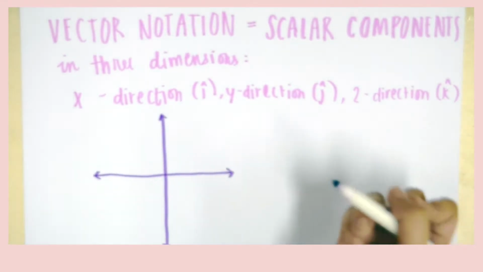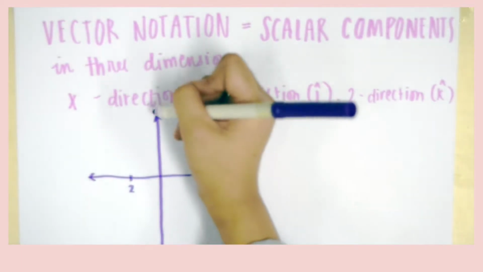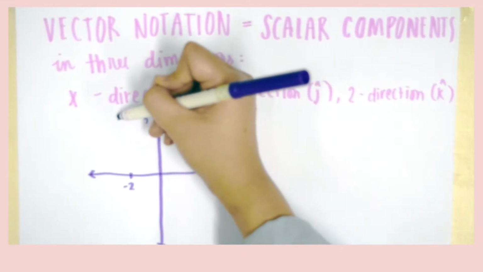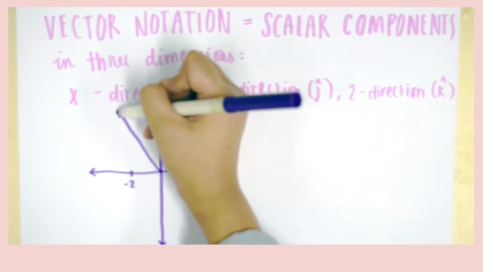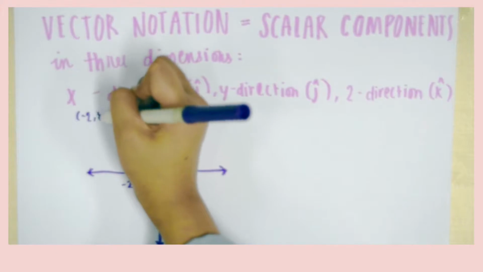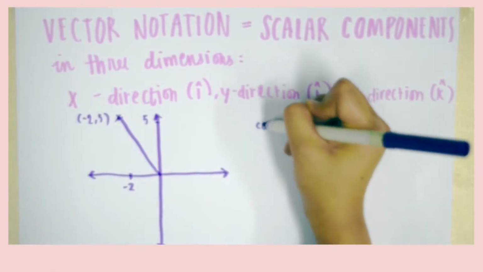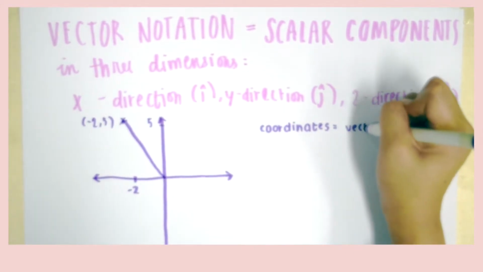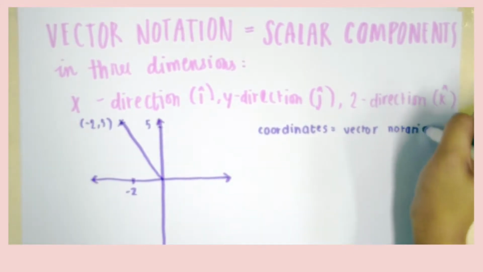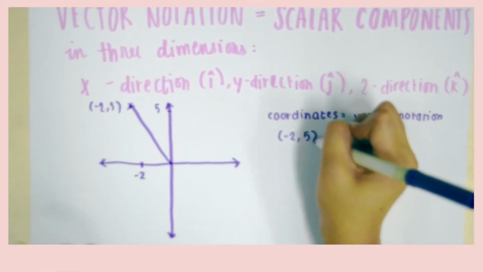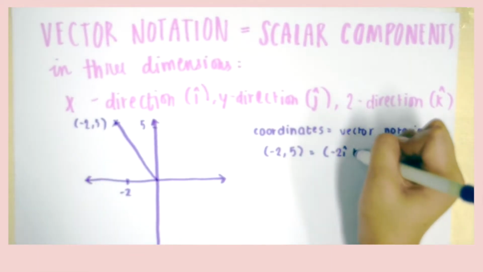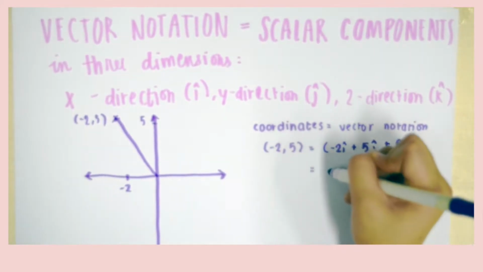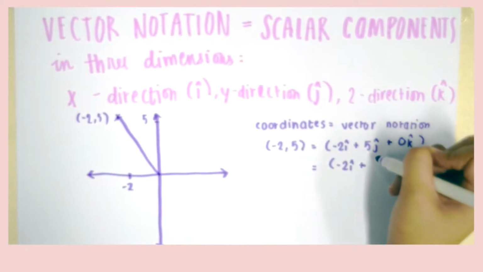There is a similarity between coordinates and vector notation. Let's take a line drawn from the origin to the coordinate -2, 5. The coordinate says that the line is moved 2 units left in the x direction and 5 units up the y direction. Vector notation, however, we use the plus symbol. So, the vector notation of this line is -2i hat plus 5j hat. Since the line is not moved to the z direction, this line is drawn in 2 dimensions.